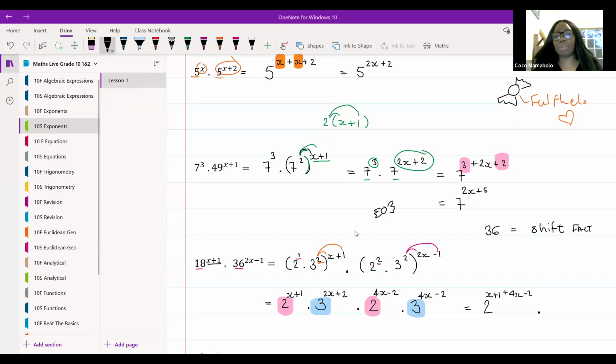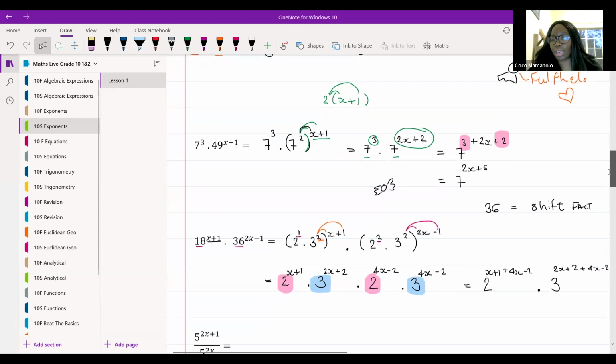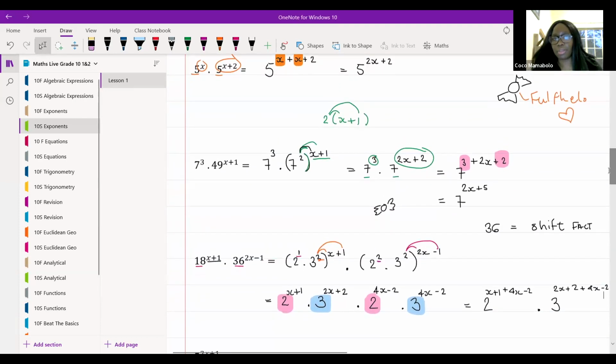All right, let's look over here. Like bases are being multiplied, so I'm going to keep the base and I'm going to add my exponents. So I'm going to get 2x plus 2 plus 4x minus 2. And then this is just a matter of adding like terms. That's going to give me 2 to the power of, I've got x plus 4x, that's going to give me 5x.